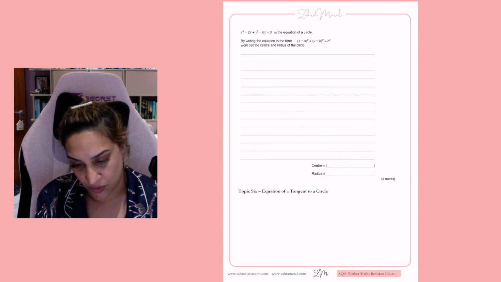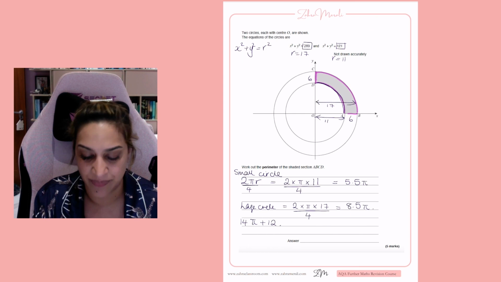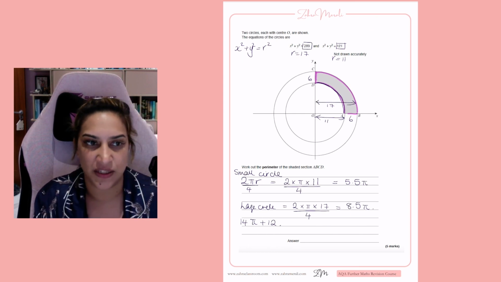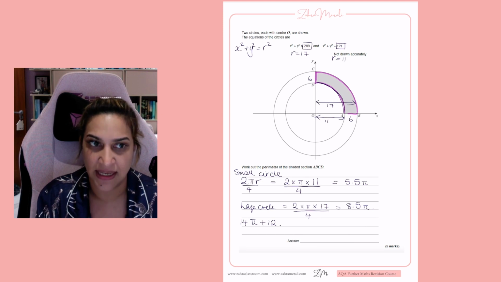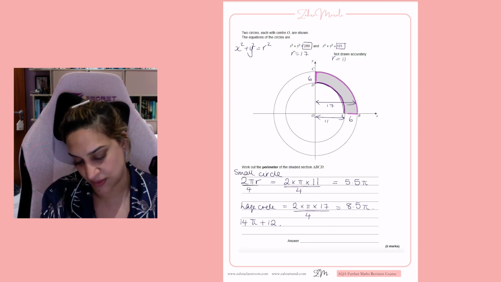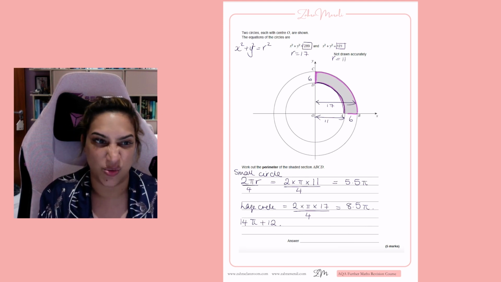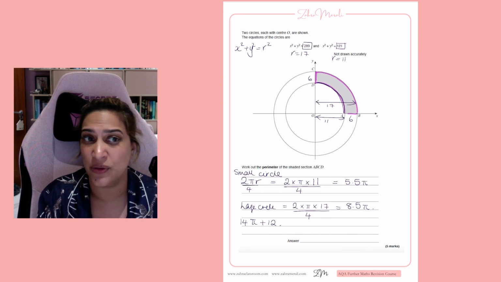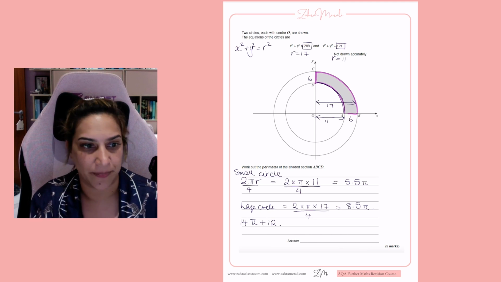Now, if it was a calculator paper and they may have asked for it in terms of decimal places, if this was the case, then you would just substitute in to 3 significant figures. Here, because it's not clear, you could do any one that you liked.